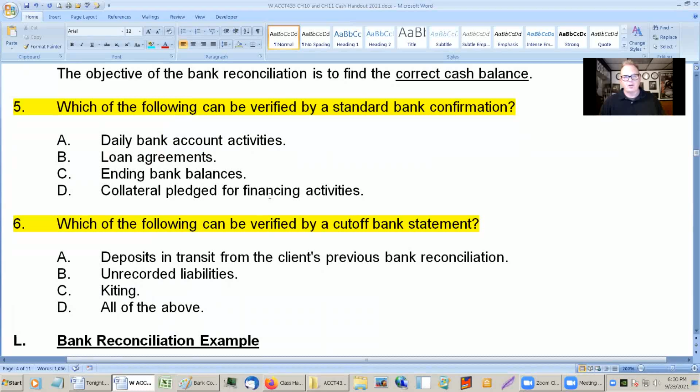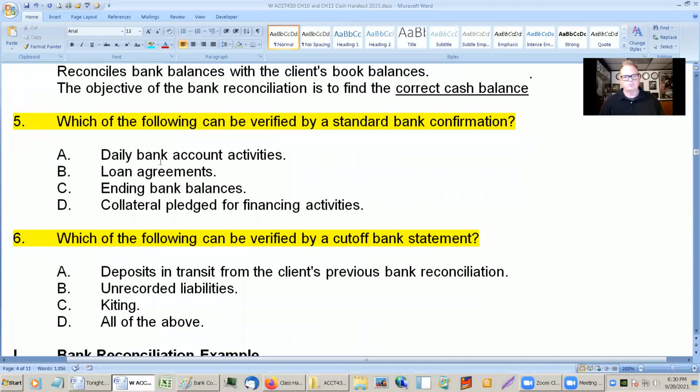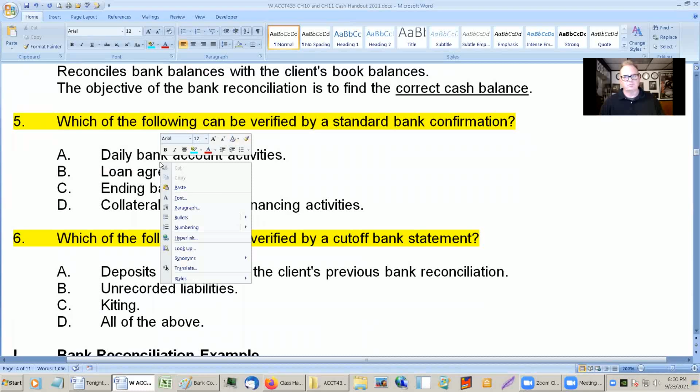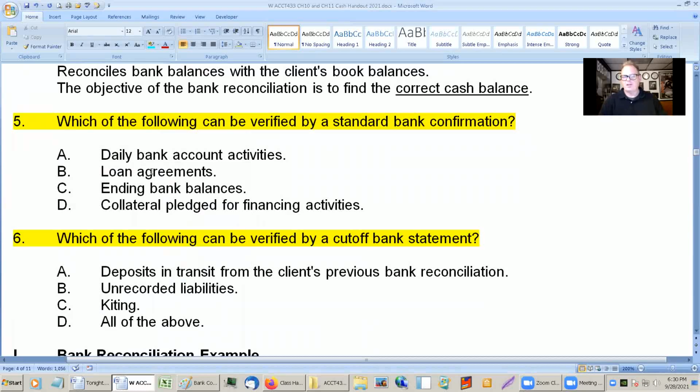Okay. Which of the following can be verified by a standard bank confirmation? I'll give you a hint. It's all but one of those. I should maybe have rewritten this to say what cannot be verified. The ending bank balance, depending on the fiscal year. Actually, all of these can be verified except the daily banking activities.